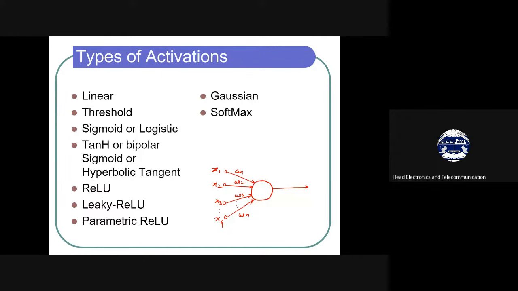Okay, so these are all inputs, and here the main thing is f of net, that is called the activation function. So this node is for the activation function.